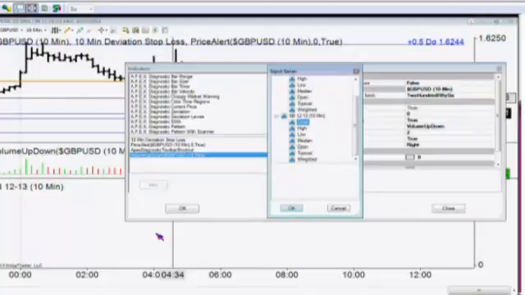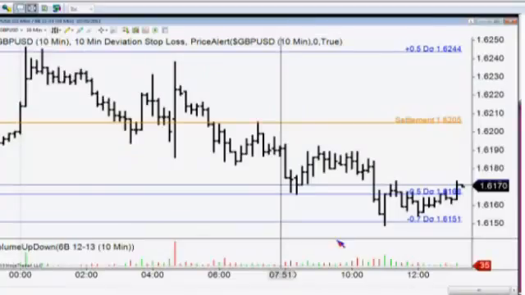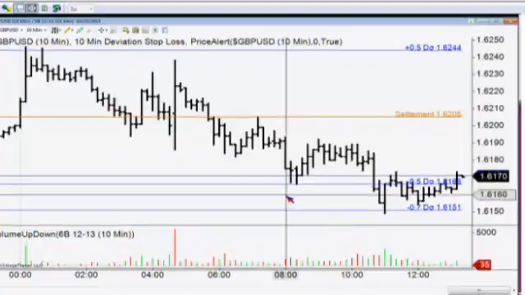And you can get rid of this panel, you can shrink it down. But now what I'm actually able to see is the volume off of my futures chart while actually looking at the spot Forex volume, and that way I can more easily identify a volume spike.